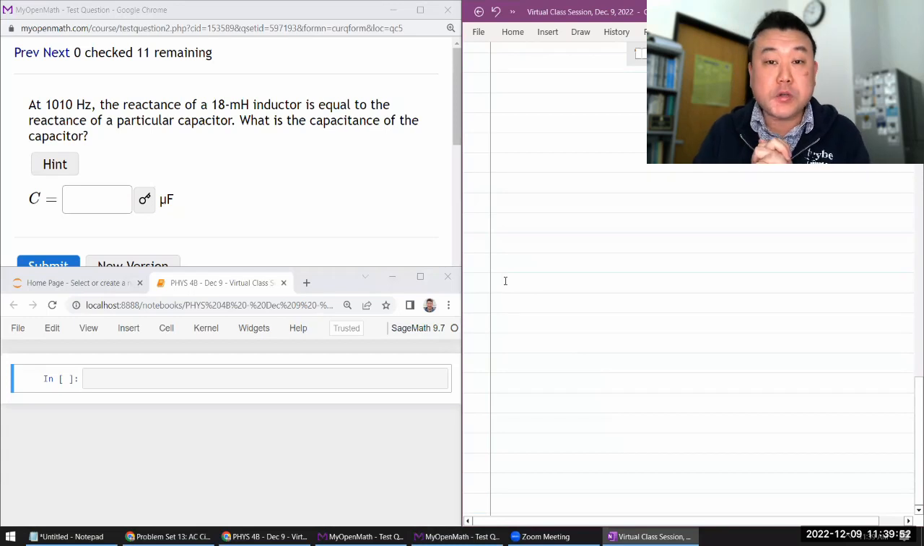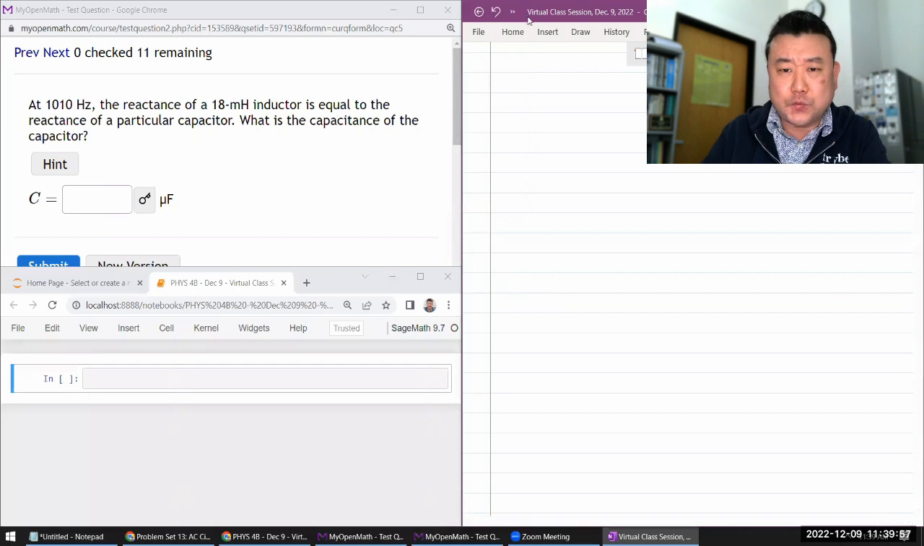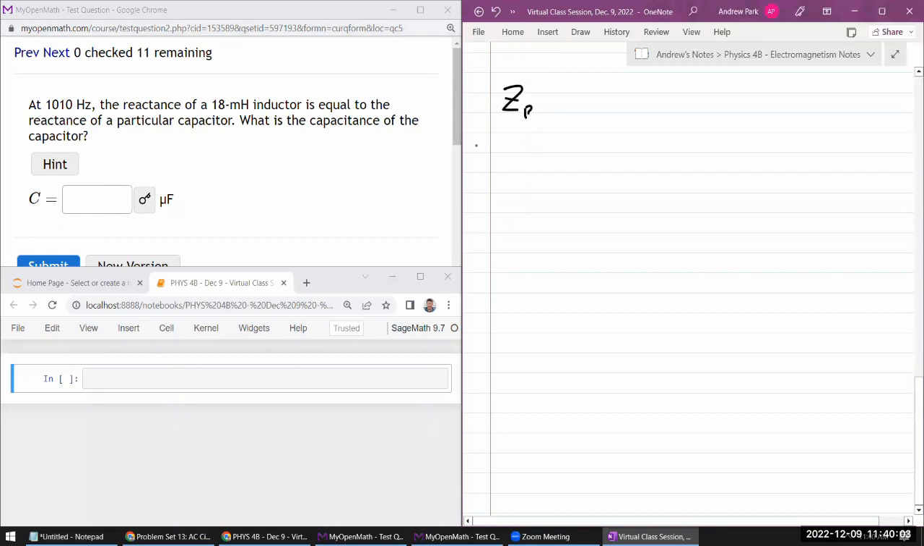So for these questions, I'm going to be using the convention that I use, which is that I'm going to feel free to use a complex impedance. So the complex impedance of my resistors will be R, same resistance you've known. The complex impedance of my capacitor will be 1 over i omega C, or sometimes when convenient, I'll write it as minus i over omega C. And the complex impedance of my inductor will be i omega L.